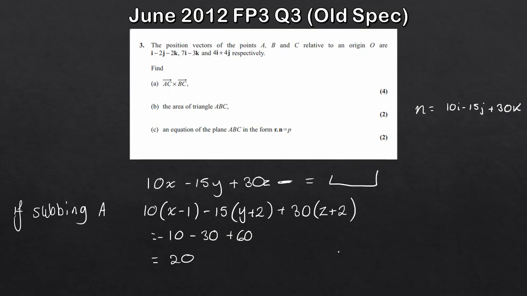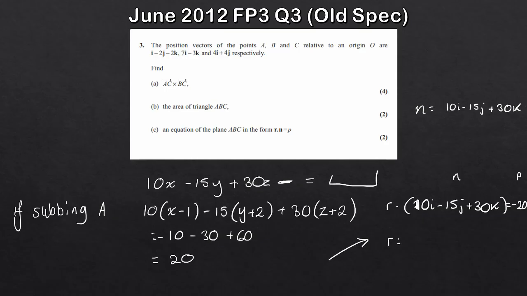So what I actually have here now is r dotted with my n, but we can actually divide through here. So this would be r dotted with 10i minus 15j plus 30k will be equal to minus 20. Now at this point, you can give your answer like that. That is an equation of the plane in the form r dot n, because remember this is your n, and that's your p there. But you can simplify this if you want, it doesn't matter.